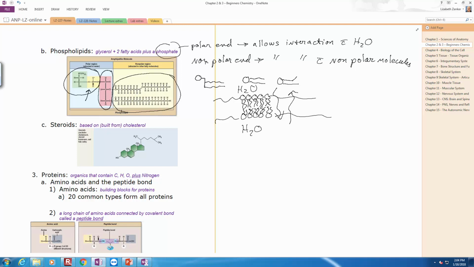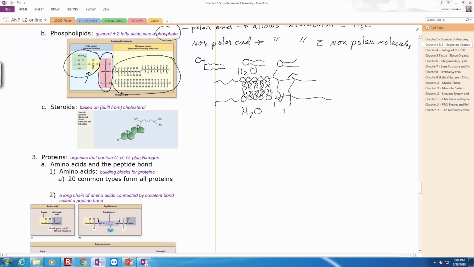Let's see, steroids. Look, these guys are lipid-based. So steroids are also lipids, and they are built from cholesterol. And you know how everybody says, cholesterol's bad for you. No, you need it. You have to have cholesterol, but too much or too little of something is not good either. So you need the right amount of cholesterol, just not too much. And we need to make cholesterol because we need cholesterol to make various steroid-based hormones.